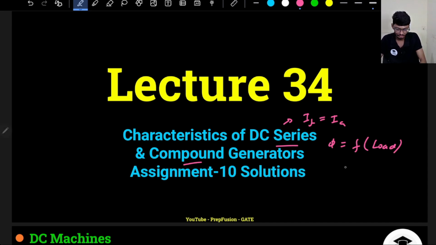So we have to figure out a way so that I can make my flux constant if I want to plot the no load characteristics. If I want to plot the no load characteristics, how will I plot it for a series generator? That is what we want to understand. Generally for a series generator, we mainly discuss load characteristics. No load characteristics we don't discuss; we convert it to separately excited, because only if the flux is constant can we discuss no load characteristics.